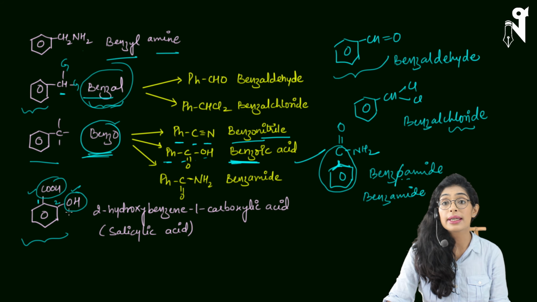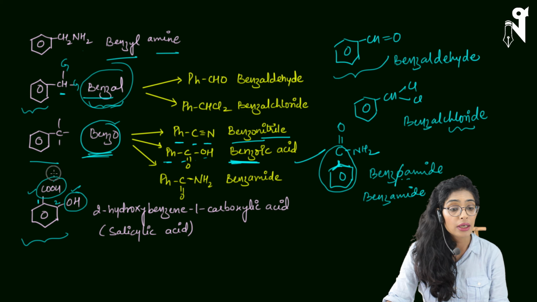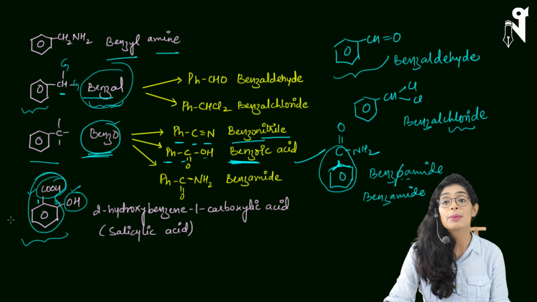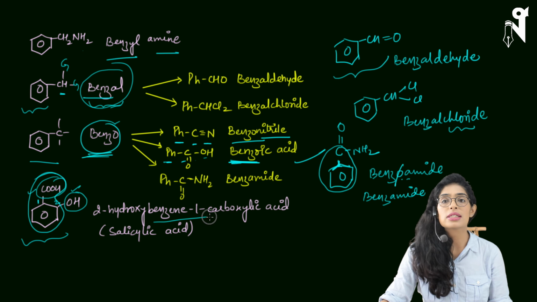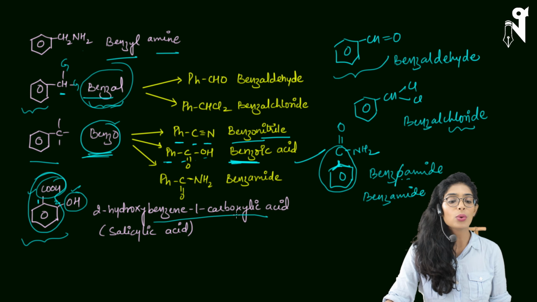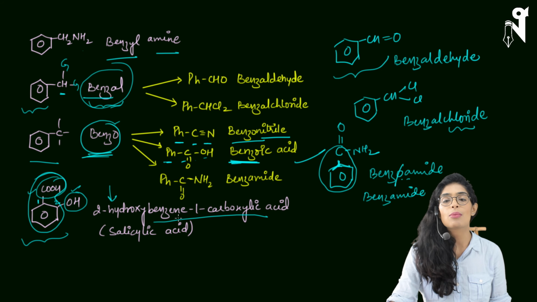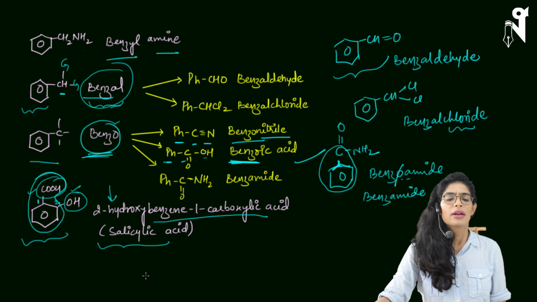My OH is present on the second position, whereas this whole thing, benzene with COOH, is called benzene 1 carboxylic acid. We can write it as benzene 1 carboxylic acid, or you can simply write benzene carboxylic acid. You need not mention 1. And OH is present on the second position, so the name will be 2-hydroxy benzene carboxylic acid. This compound is also called salicylic acid.